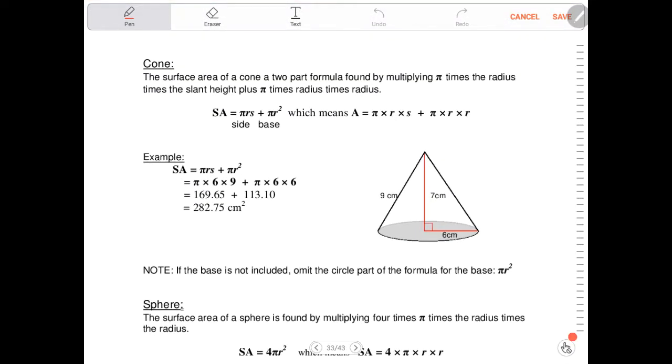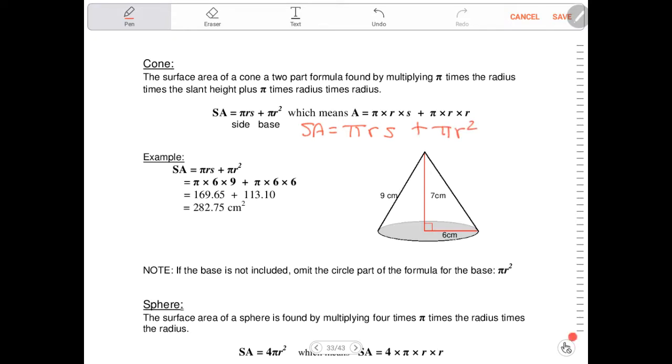Okay, you have now the surface area of a cone. Again, not a big deal. Formula is given to you. You just have to know how to input it. So, sorry, I just dropped my pen. I'll just erase that. So you have here surface area equals pi r s plus pi r squared.